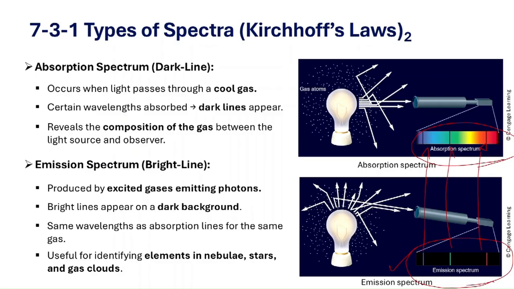Again, the atomic fingerprint. So Kirchhoff's second and third laws give us the dark line absorption spectra and bright line emission spectra. And together with the continuous spectrum from law 1, these three explain every type of spectrum we see in astronomy. So in practice, they let us decode the light from stars, galaxies and nebulae, figuring out temperature, motion and composition just by reading these spectral lines.